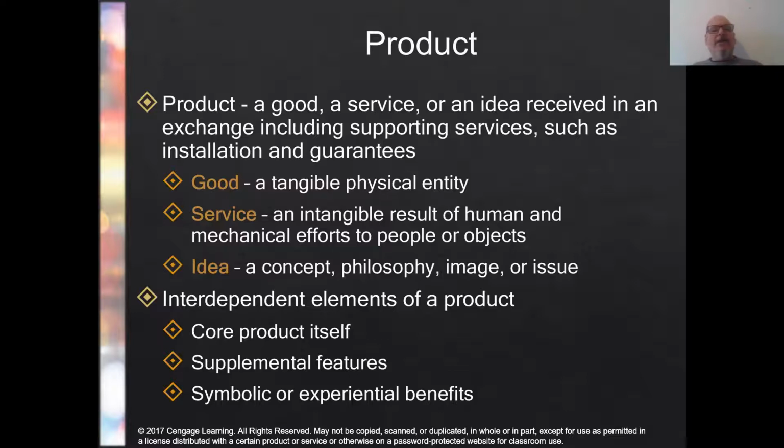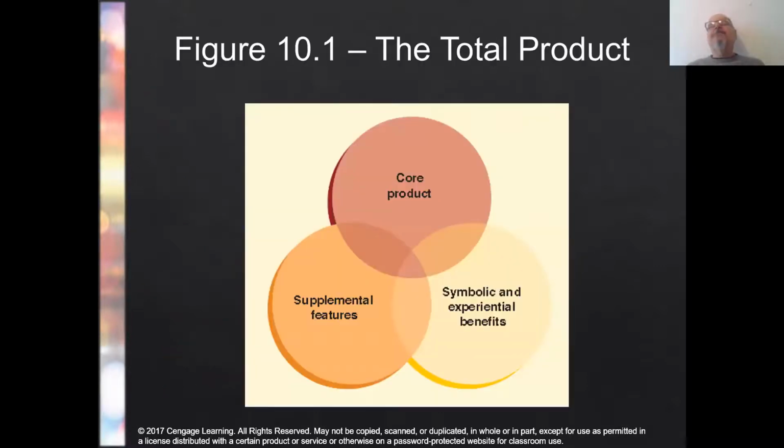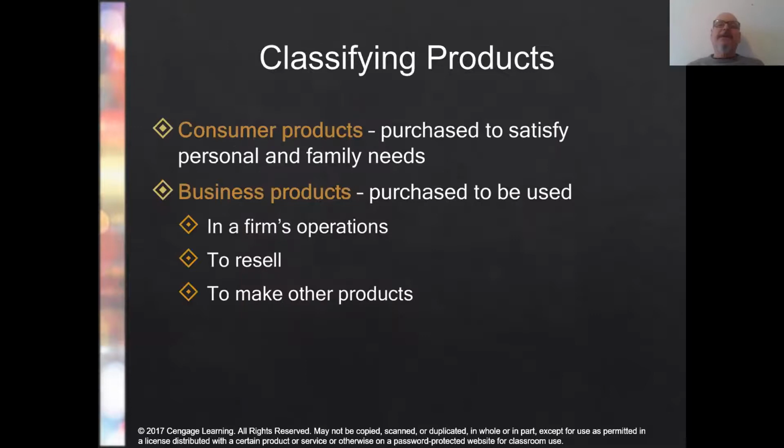There are different elements of a product. There's the core product, supplemental features, maybe symbolic or experiential benefits. And your book gives you some really good information on that. And finally, we can classify products into consumer products or business products. Consumer products are purchased to satisfy personal and family needs. Business products are purchased to be used in the firm's operations.